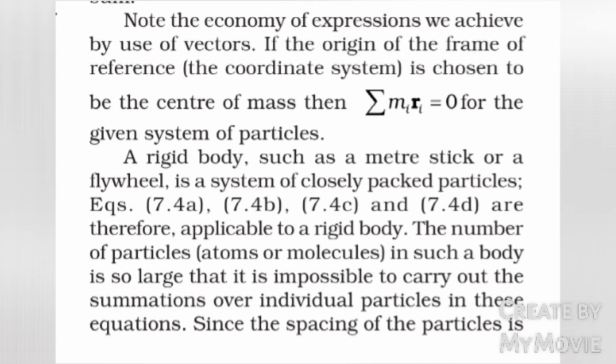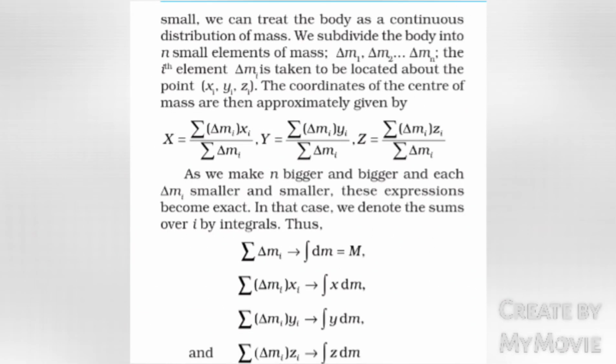The number of particles, that may be atoms or molecules, in such a body is so large that it is impossible to carry out the summations over individual particles in these equations. Since the spacing of particles is small, we can treat the body as a continuous distribution of mass. We subdivide the body into n small elements of mass delta m1, delta m2, till delta mn. The ith element delta mi is taken to be located about the point xi, yi, zi.